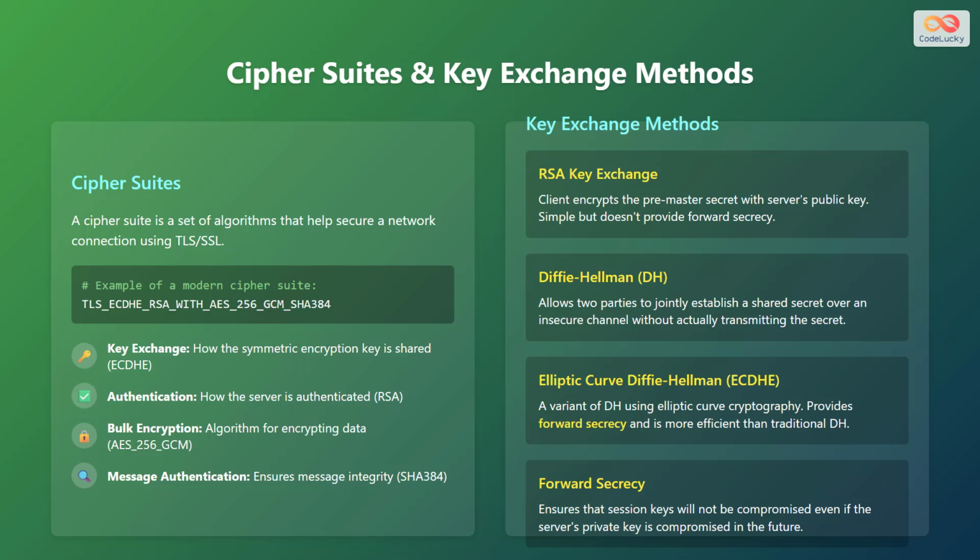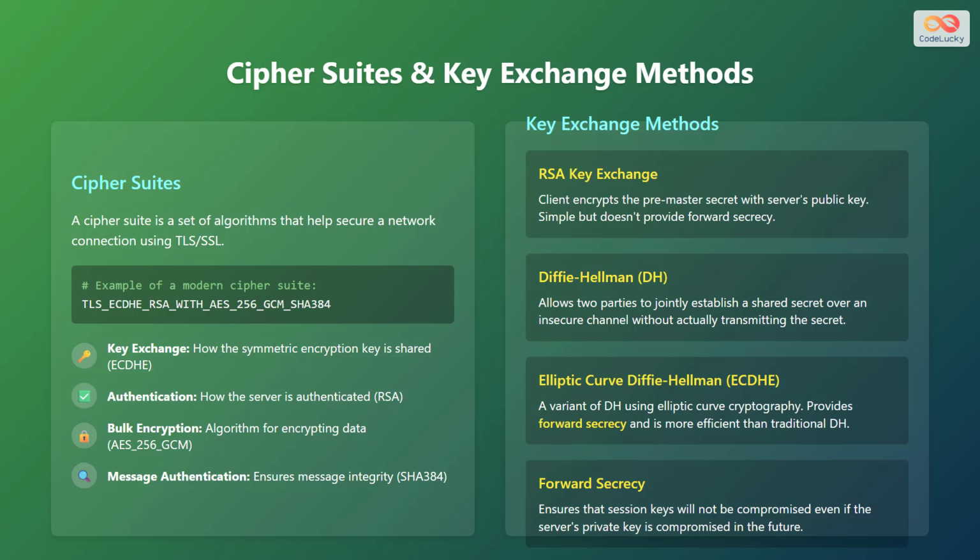Now let's look at key exchange methods. Rivest-Shamir-Adleman key exchange: the client encrypts the pre-master secret with the server's public key. Simple but doesn't provide forward secrecy. Diffie-Hellman: it allows two parties to jointly establish a shared secret over an insecure channel without actually transmitting the secret.